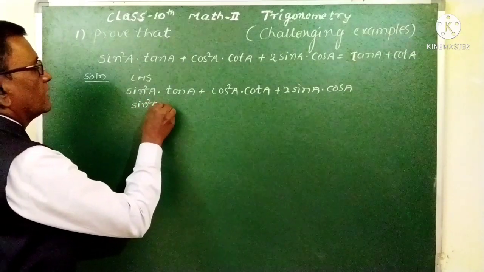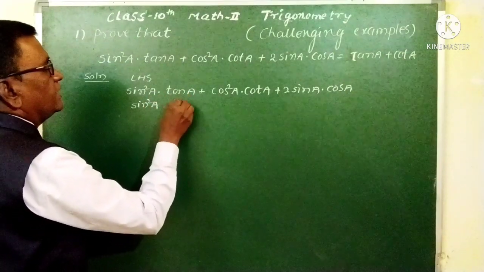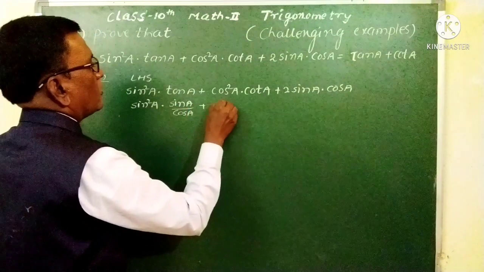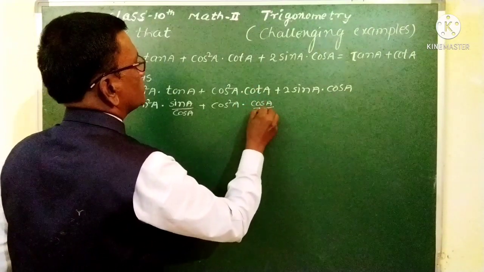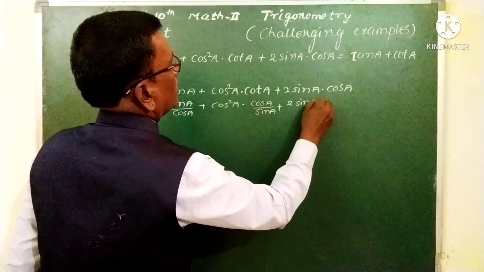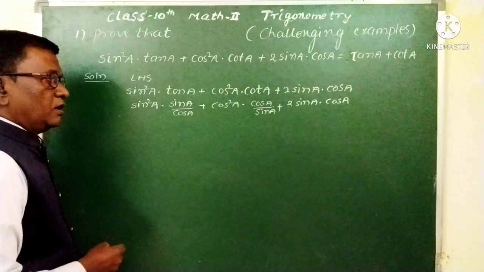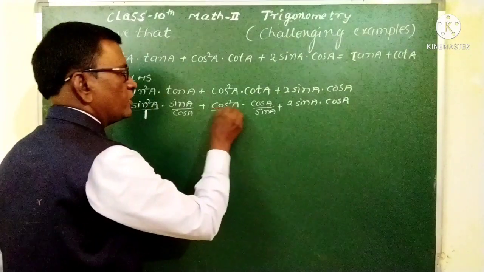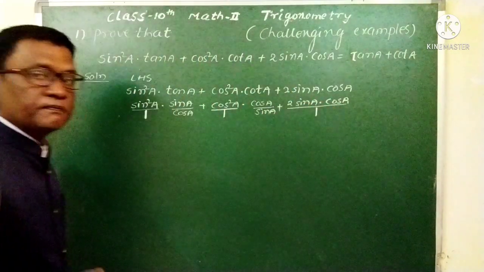This formula we have to use here. Sin square A, instead of theta take A, so the formula for tan A is sin A upon cos A. Cos square A, the formula for cot A is cos A upon sin A, plus 2 sin A into cos A. As here there is no number, it means the denominator is 1.